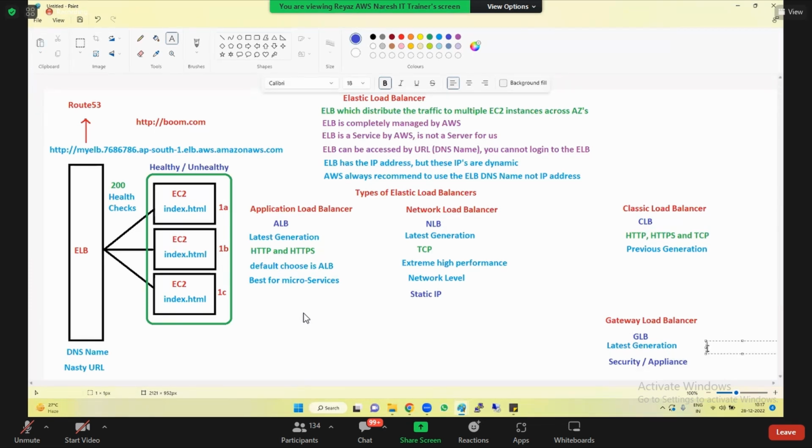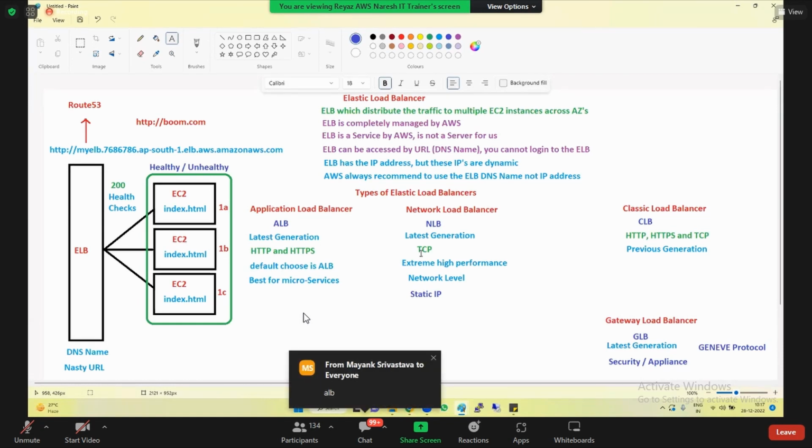It uses a protocol called Geneve, but it is a very advanced thing. Just keep that in mind. No need to go deeper there. It's used for security purpose. So, guys, which load balancer is commonly used here? Let's concentrate more on that.